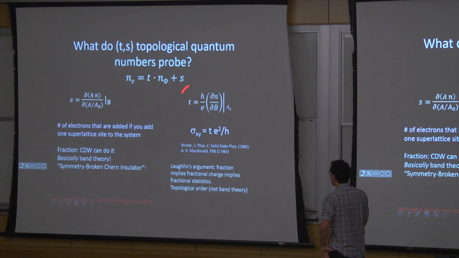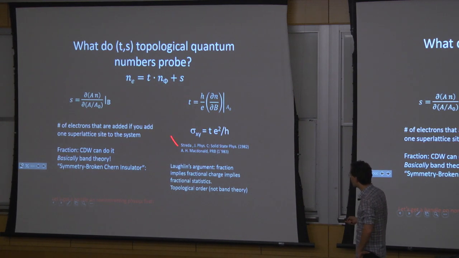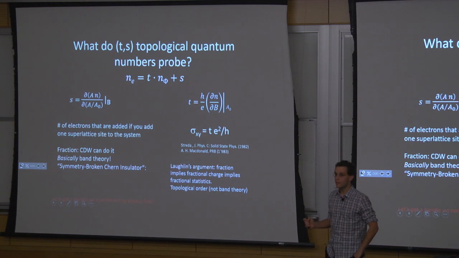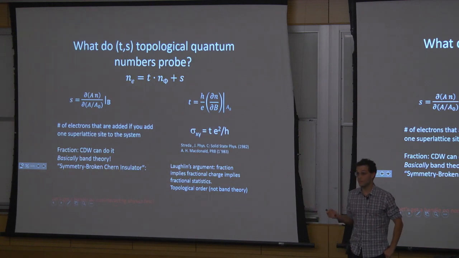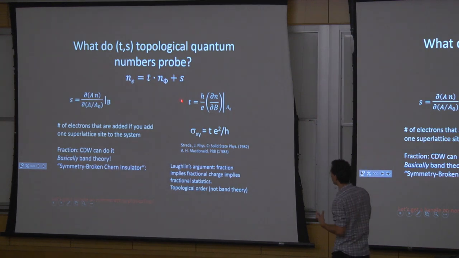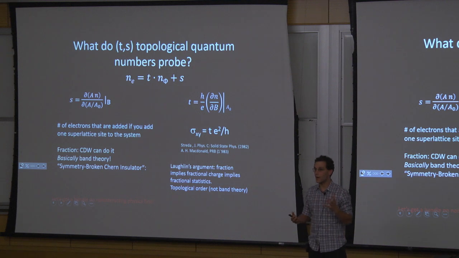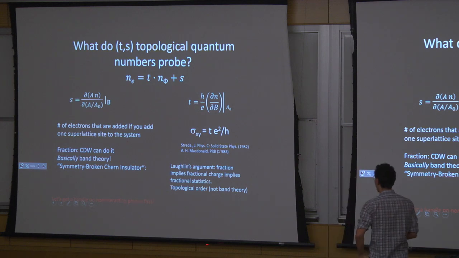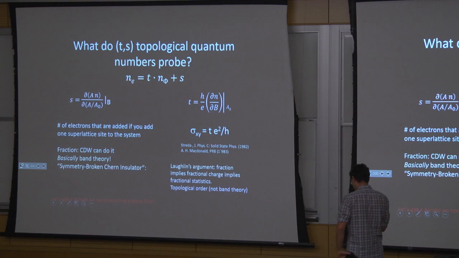T is much more subtle, because it turns out you can prove, again on pretty general grounds, that a fractional T is not something you can get from symmetry breaking. You have to get that from fractional charge. T is the Hall conductance, right? And there's a very general argument due to Laughlin that if you have a fractionally quantized Hall conductance, there has to be some quasi-particle in your system that has a fractional charge and therefore fractional statistics. And this is the signature of topological order.